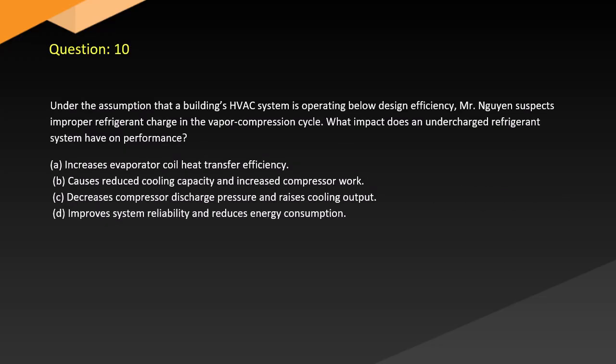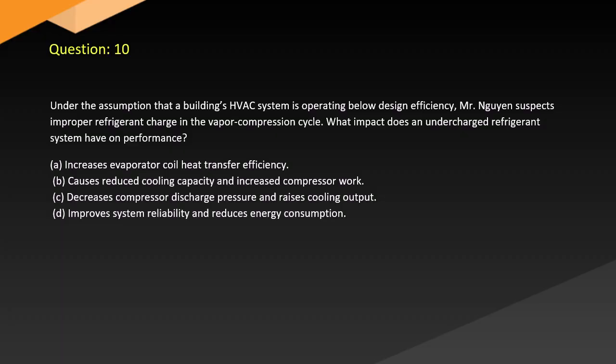Question 10. Under the assumption that a building's HVAC system is operating below design efficiency, Ito suspects improper refrigerant charge in the vapor compression cycle. What impact does an undercharged refrigerant system have on performance? A. Increases evaporator coil heat transfer efficiency. B. Causes reduced cooling capacity and increased compressor work.